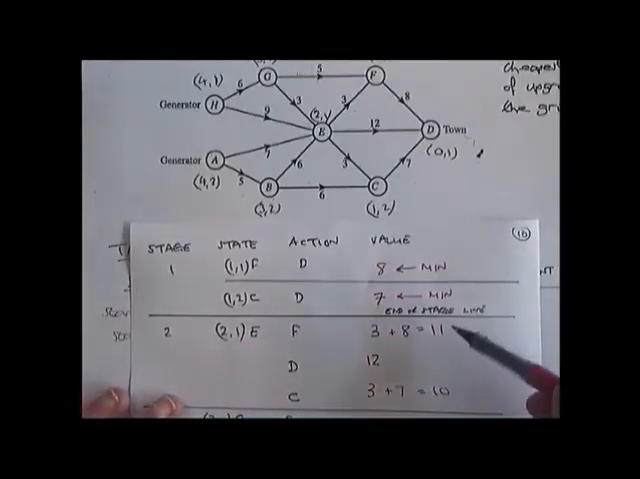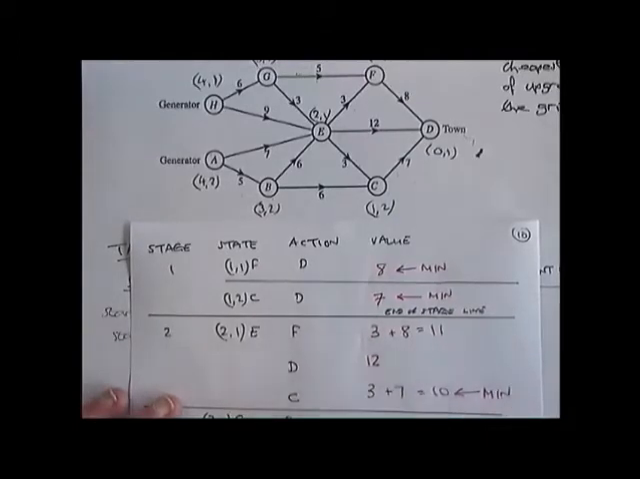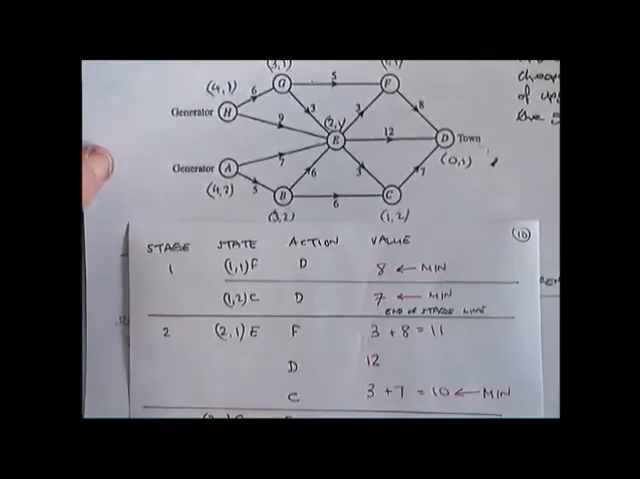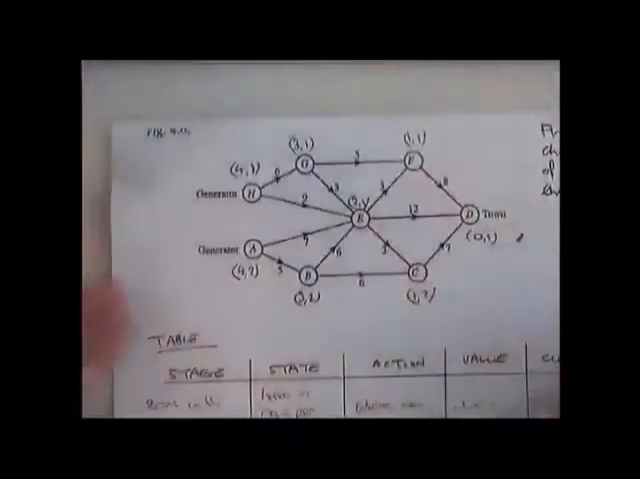And now within this state I've got 3 different values, and I need to choose the minimum of these values. The minimum of 11, 12 and 10 is 10, so I'll arrow that one and label that one as the minimum. Now I'm moving on to stage 3.